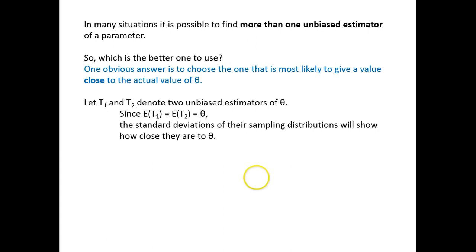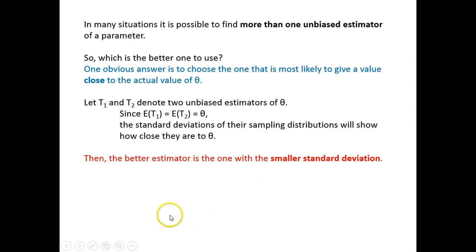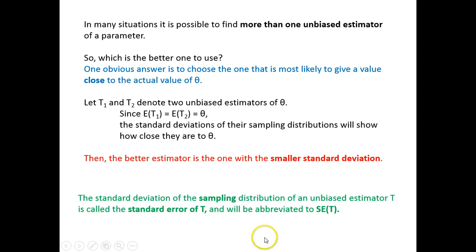The standard deviations of their sampling distributions will show us how close they are to theta. Then the better estimator would be the one with a smaller standard deviation. The standard deviation of the sampling distribution of an unbiased estimator T is called the standard error and will be abbreviated to SE(T). It's also equal to the square root of the variance, as is the standard deviation.